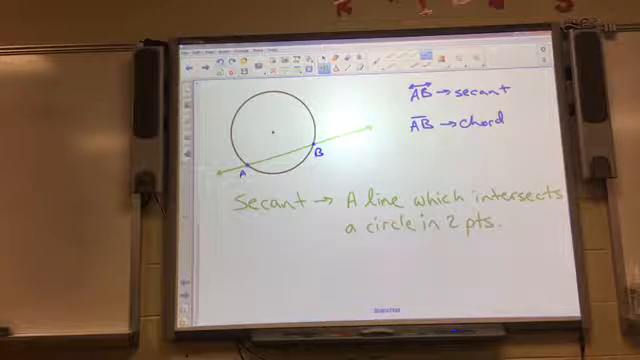Yeah, Royal. A secant contains a chord, but is not a chord. Good question. Okay. A secant is not a chord, but it does contain a chord.